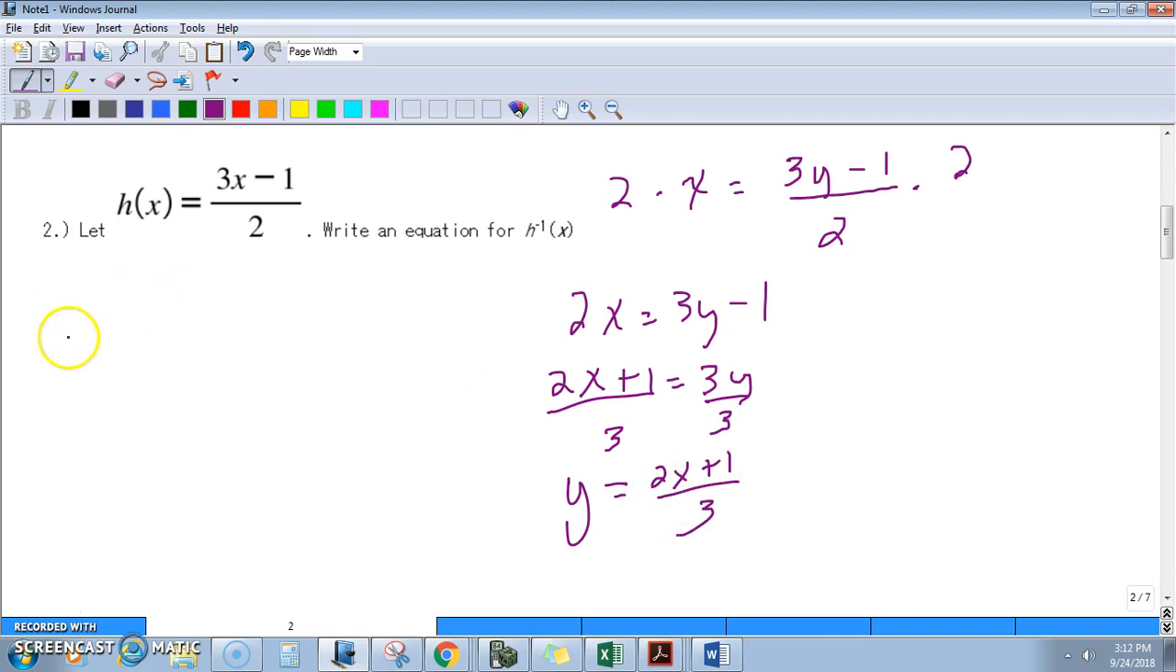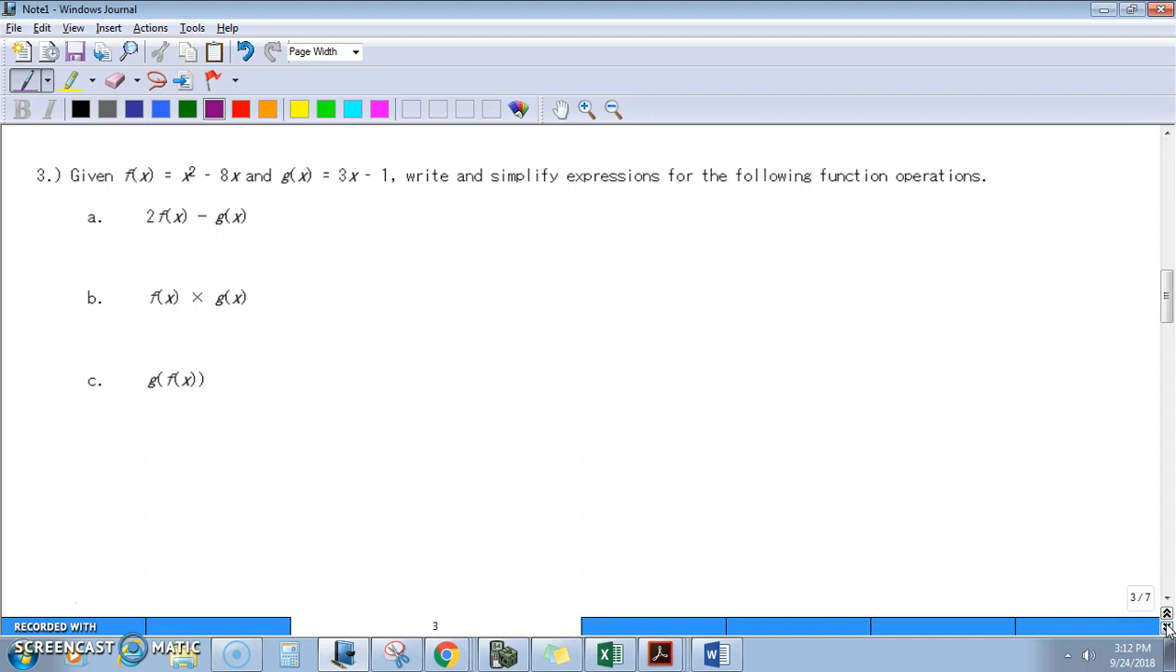And then if you rewrite that correctly, since we are trying to find the inverse, h inverse of x is equal to (2x plus 1)/3. Okay, now we've got number 3, and it wants us to write and simplify expressions for the following functions. Okay, so that's pretty easy here.